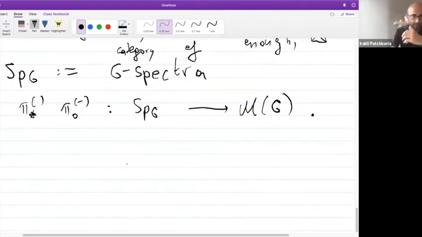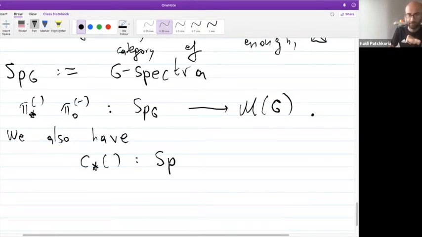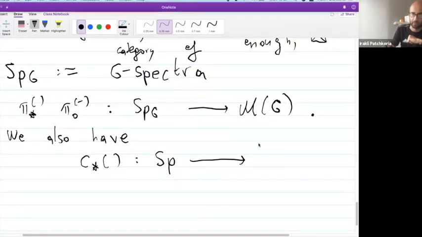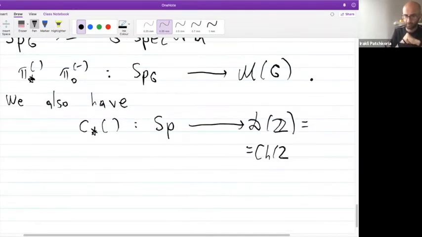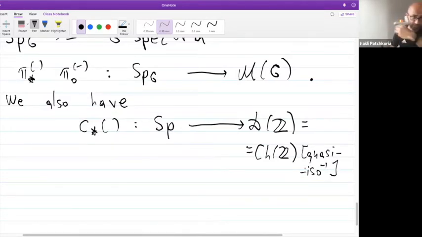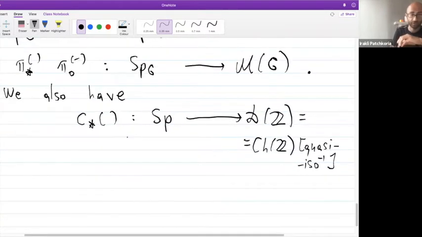But also, there is another functor in usual stable homotopy theory. So this is an analog of usual homotopy groups, but we also have the usual singular chains functor from usual spectra into chain complexes. Or maybe I should denote these chain complexes as a derived category, so we have this functor from spectra into the derived category of the integers, which can be thought of as the category of chain complexes of integers with quasi-isomorphisms inverted. And then again, if you want to think in terms of homotopy categories, this is the classical localization, otherwise it's infinity categorical localization. So these are singular chains.